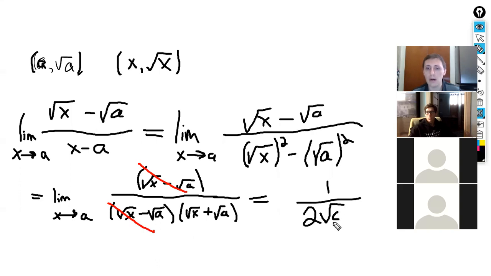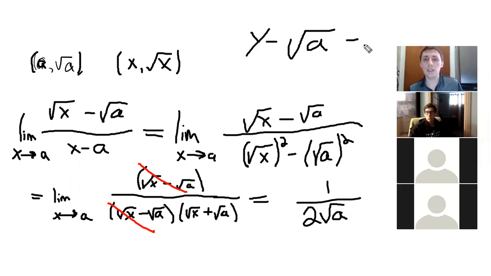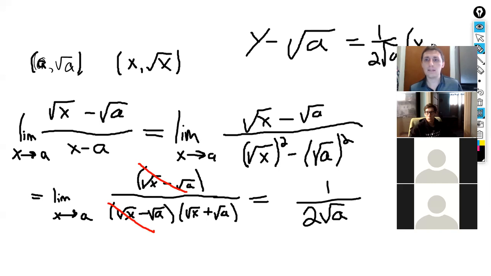In other words, I now know how to find the slope for any a. If a is 1, the slope is 1. If a is 2, the slope is 1 over 2 root 2. If a is 16, that will be 1 over 2 times 4. Good? I found the slope. So now what's the equation? The equation simply now is y minus root a, because that's the y coordinate of the root, equal to 1 divided by 2 root a times x minus a. So I figured out an equation of a line that works for all of them.